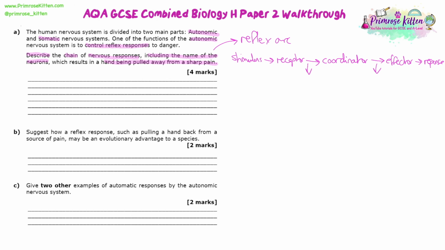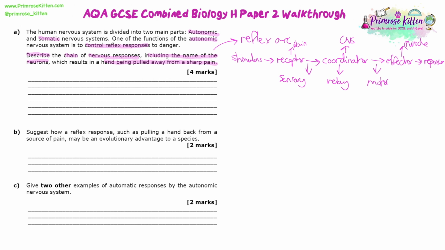So obviously between the receptor and the coordinator, we have the sensory neuron. Then in the coordinator, we have the relay neuron. And then between the coordinator and the effector, we have the motor neuron. So we need to name those specifically in our answer and make sure they're in the right order. Remember, the coordinator here is going to be the central nervous system. The receptor is going to be a pain receptor, although that doesn't necessarily need to be specifically stated. And then the effector is going to be the muscle, the arm muscle that's going to pull away.